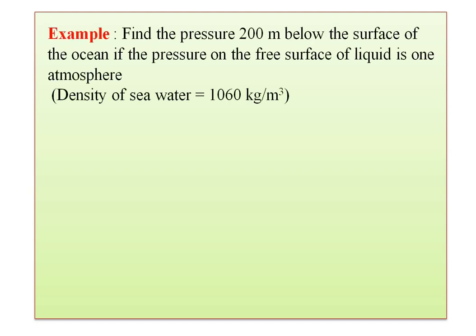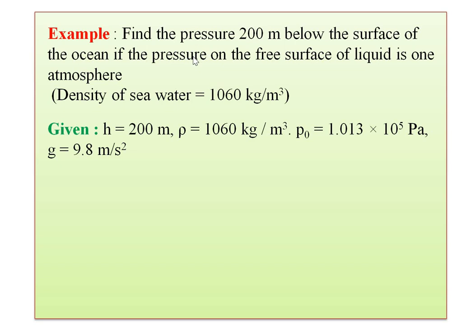Find the pressure 200 meter below the surface of the ocean if the pressure on the free surface of the liquid is 1 atmosphere. The density of seawater is given as 1060 kilogram per meter cube. This example is a 2 marks question asked in the board exam.